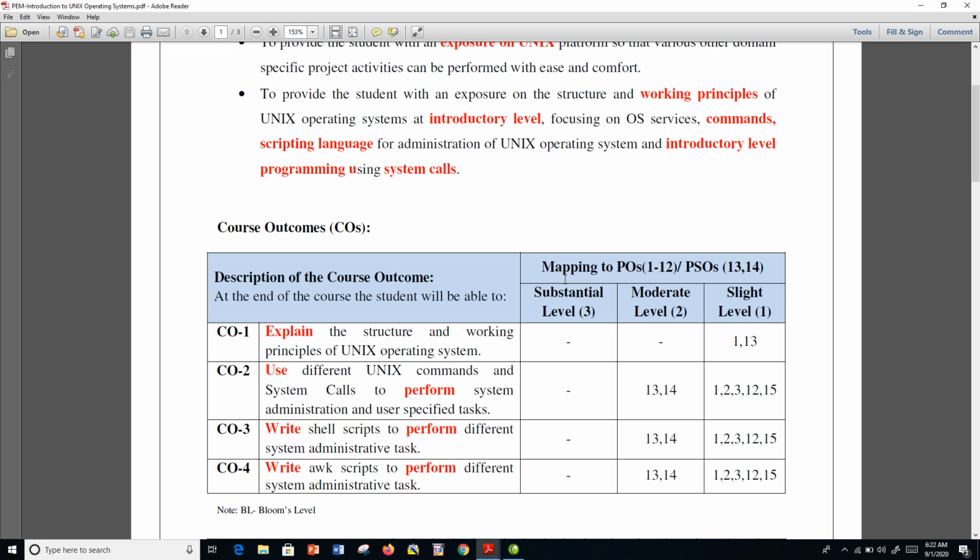Now here there are 4 COs. The first one is: explain the structure and working principles of Unix operating system. The second course outcome says: use different Unix commands and system calls to perform system administration and user specific tasks. Here some programming aspect is involved. Course outcome number 3: write a shell script to perform different system administrative tasks. Again a programming aspect. The last course outcome is: write awk scripts to perform different system administrative tasks. This also includes writing programs.